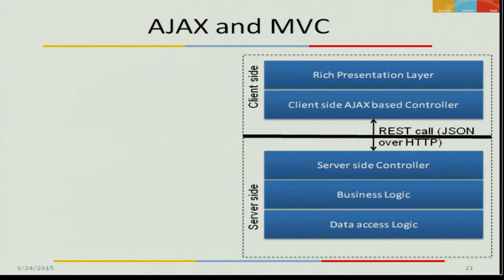We have the client side and the server side. At the client side, we have the rich presentation layer. Then on the client side there is the AJAX controller, and on the server side there is the server side controller. Then there is the business logic and the data access logic. The interaction happens through AJAX and the server side through REST calls.